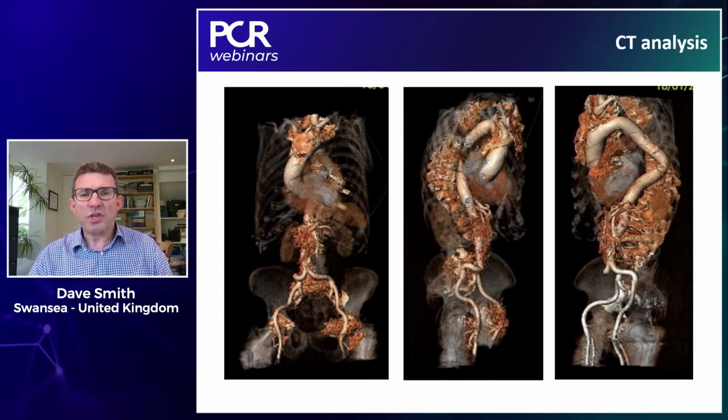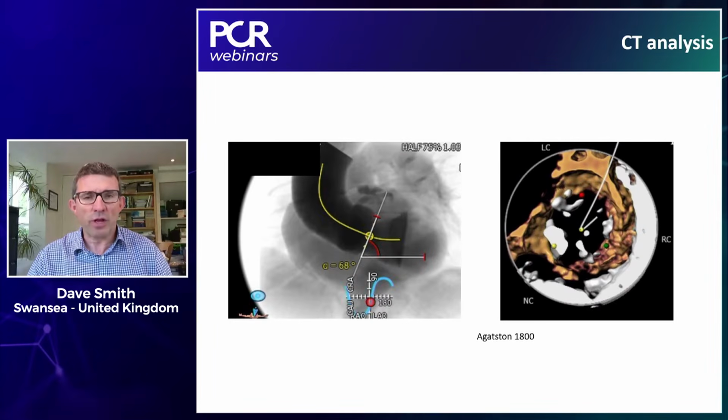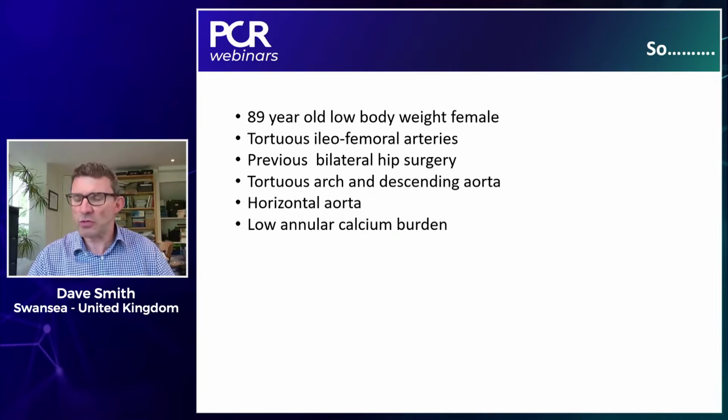And then we looked at her CT, and you can see this lady has iliofemoral tortuosity, aortic tortuosity, arch tortuosity, and whichever way you look at her CT, you can see this is going to present not only difficulties potentially with access, but also with valve delivery. Just to add insult to injury, she's also got a horizontal aorta and a low calcium state in her aortic annulus. All of these things present potential difficulty for valve delivery.